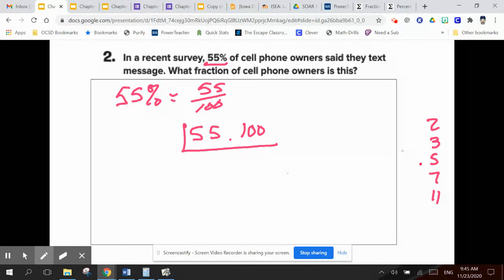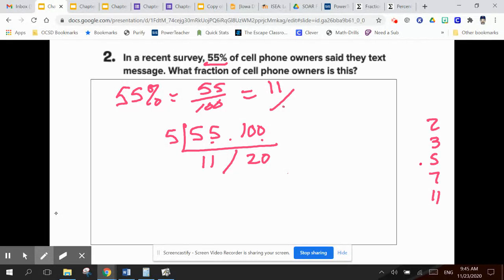I know that 5 is a factor because they end in 5 and 0. 5 times 11 is 55. 5 times 20 is 100. 11 is the only number that goes into 11, but 11 does not go into 20. So our fraction in simplest form is 11 20ths.